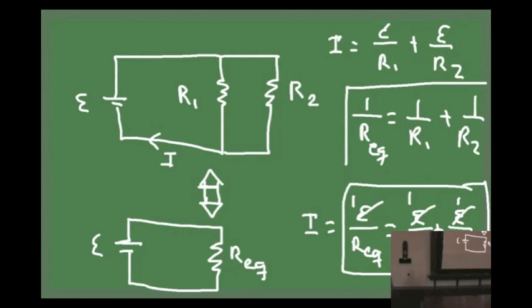In series, we said the equivalent resistance is R1 plus R2. In parallel, we're going to say the inverse of the equivalent resistance is equal to the sum of 1 over R1 plus 1 over R2. So now it's time to pay attention to what it means to be in parallel.